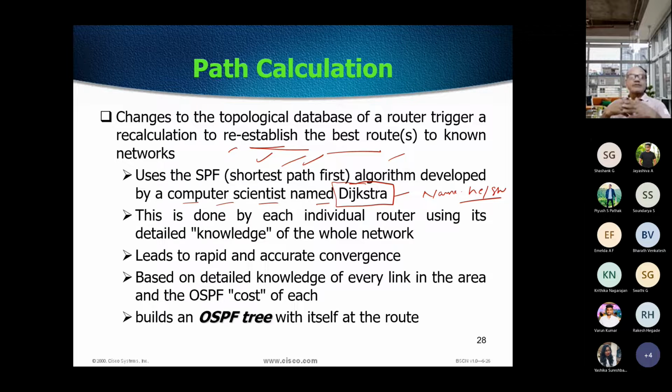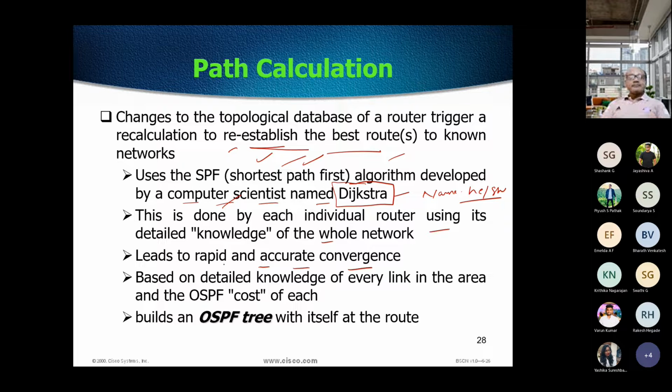Because this is a very big network, how does it select the best path? This algorithm is already built into your operating system, your IOS. This is done by each router individually, using the whole network, leading to rapid and accurate convergence. Routers keep on sending hello messages. If there are any changes, it calculates the shortest path again: how can I reach him?